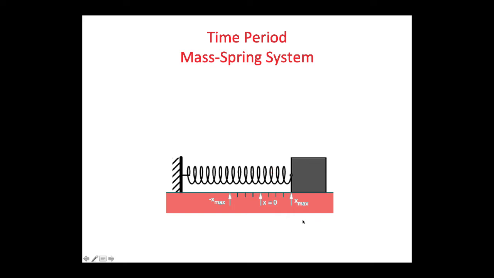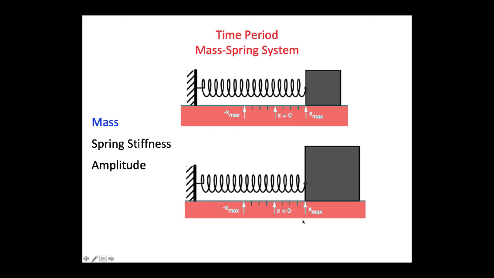What parameters can we change in this system? We can make the block more massive or lighter. We can use a softer or stiffer spring. We can pull the block less or more from equilibrium. Let's see the effect of changing mass on the time period.